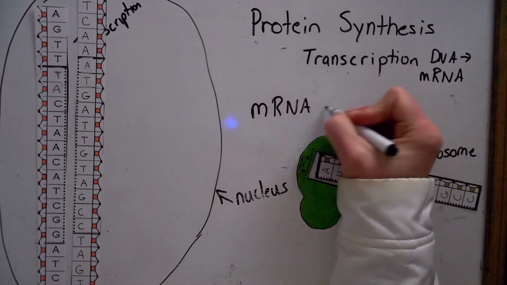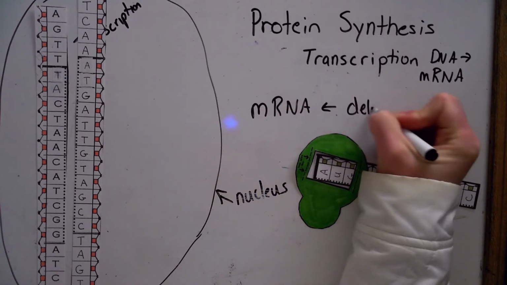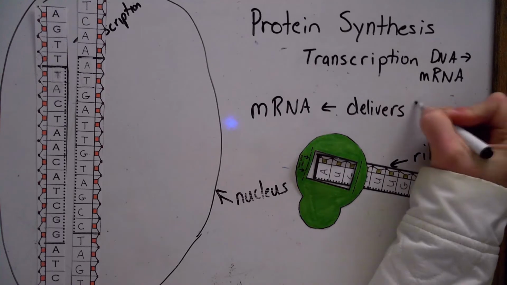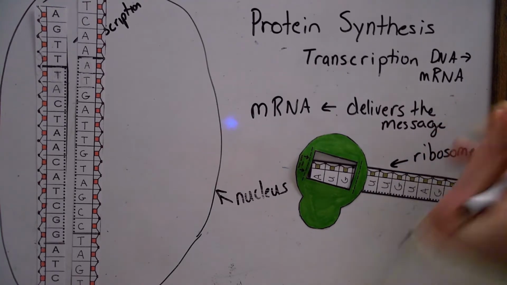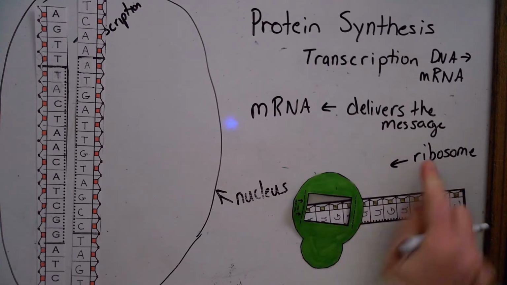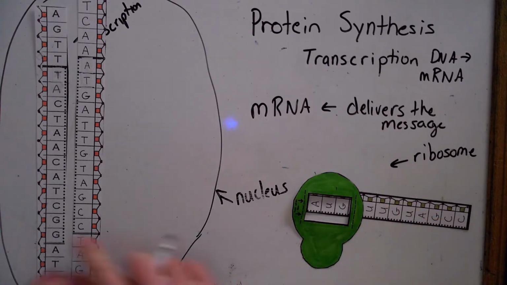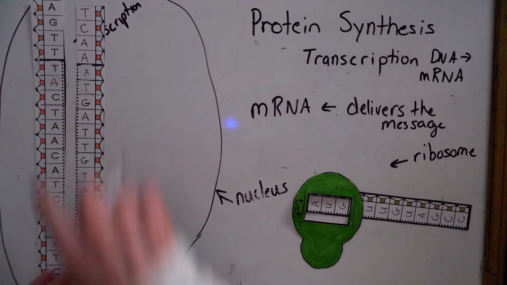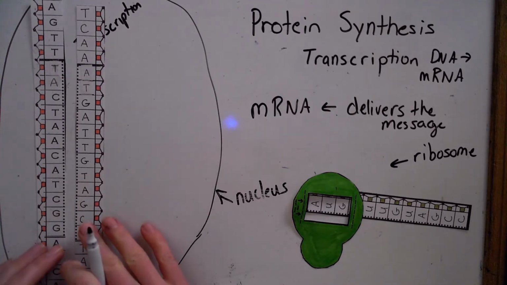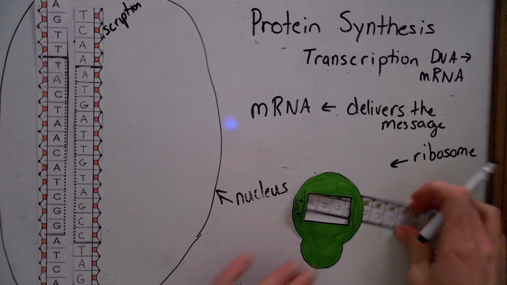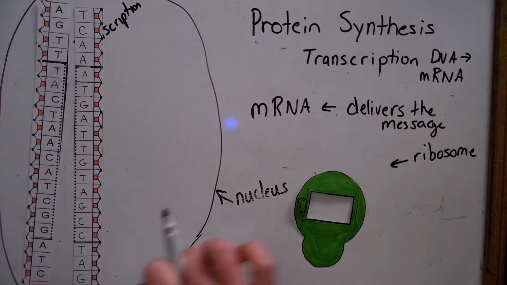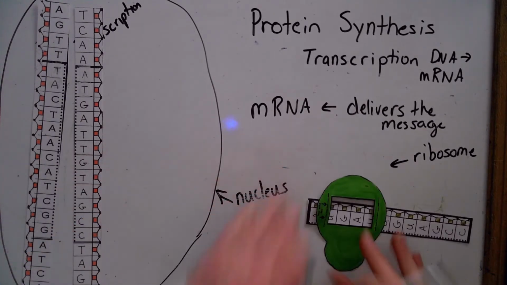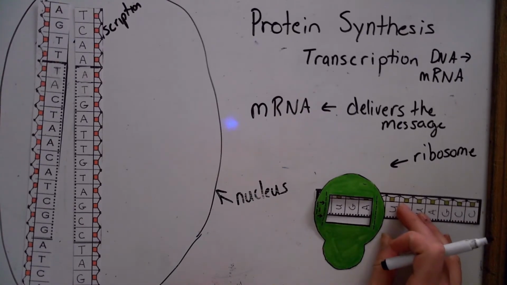mRNA delivers the message. Where is it delivering it to? The ribosome. It's taking the message that was amongst all the other DNA in the nucleus. A copy of just a gene was made, and that message is sent to the ribosome.